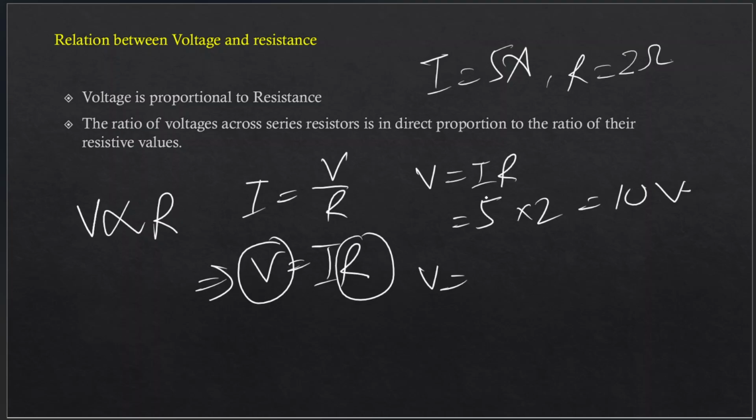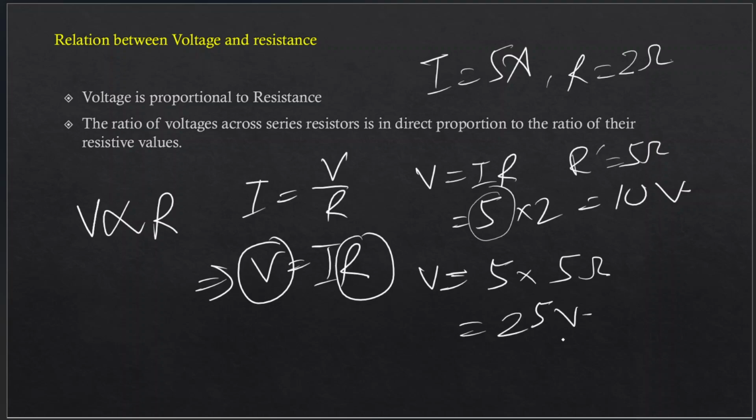Now if we keep the current constant, so I will stay 5, I does not change, but we change the resistance. Let's say we increase the resistance, so we have 5, and now for R we put R prime is equal to 5 ohms. Okay, so we increase the resistance to 5 ohm. Now what is the voltage? The voltage is now 25 volts. So we can see that when current is kept the same but resistance is increased, then voltage also increases.